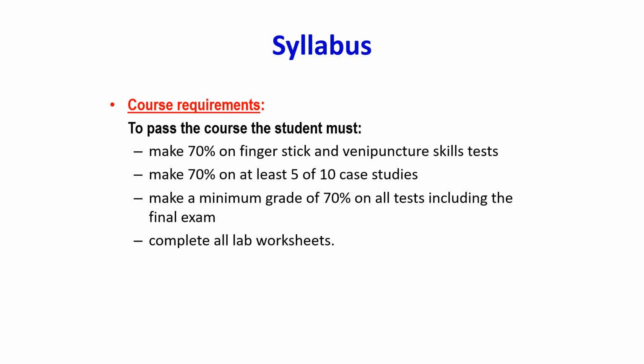Let's talk about some course requirements. To pass the course, this is important that you know what you need to do to be able to pass this course. You need to make a 70% or better on your finger stick and venipuncture skills test. That will be in lab. That's part of your lab grade. In lecture, you will need to make at least a 70% on 5 of the 10 case studies. You will have 10 total case studies. 5 of them you must pass with the 70% or better to get out of this course.